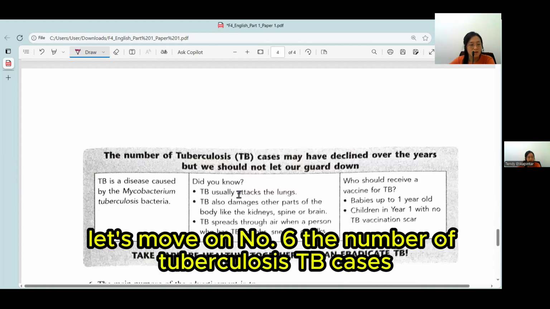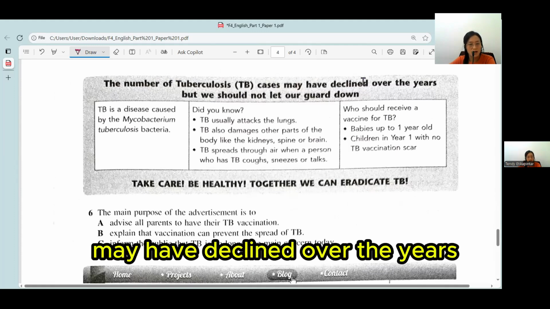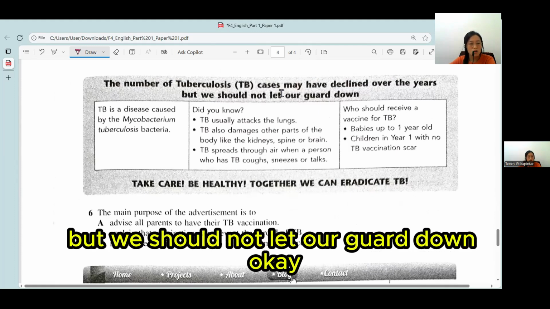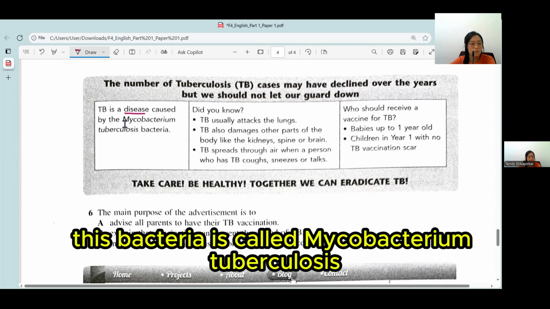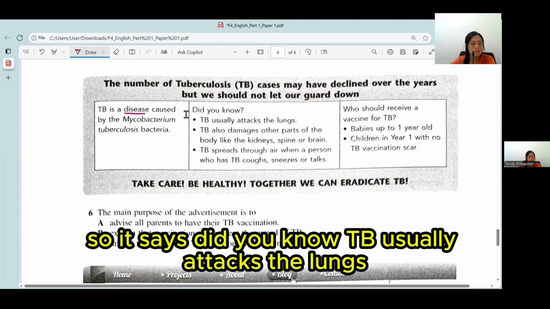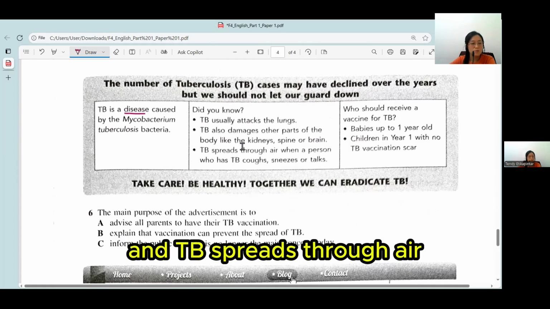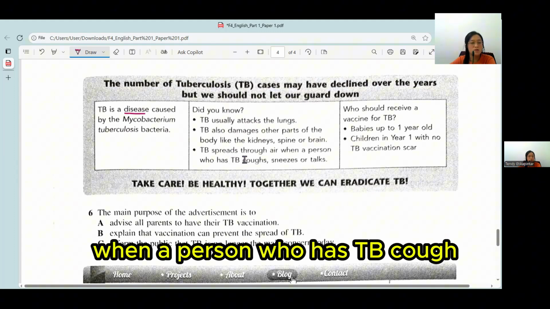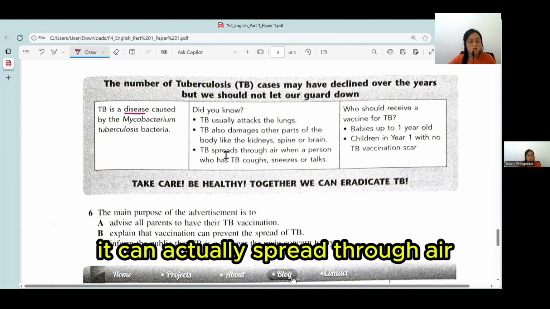Alright, let's move on. Number 6. The number of tuberculosis, TB, cases may have declined over the years, but we should not let our guard down. Okay, what is TB? TB is a disease caused by this bacteria. This bacteria is called Mycobacterium tuberculosis. So it says, did you know TB usually attacks the lungs? Second, TB also damages other parts of the body. And TB spreads through air when a person who has TB coughs, sneezes, or talks. So it can actually spread through air.